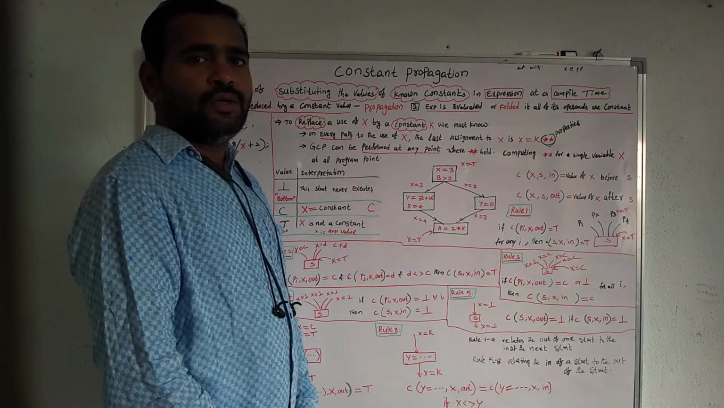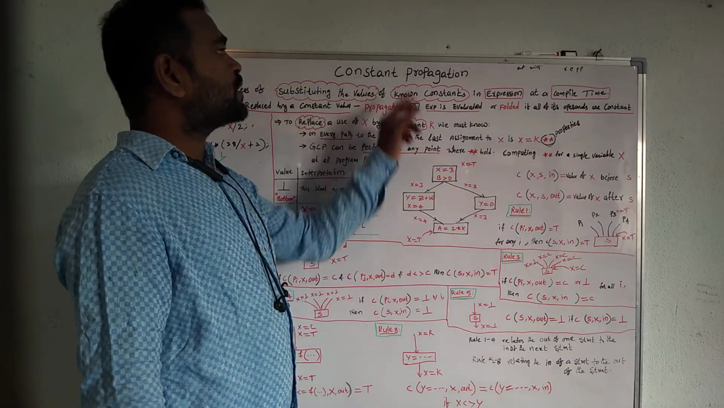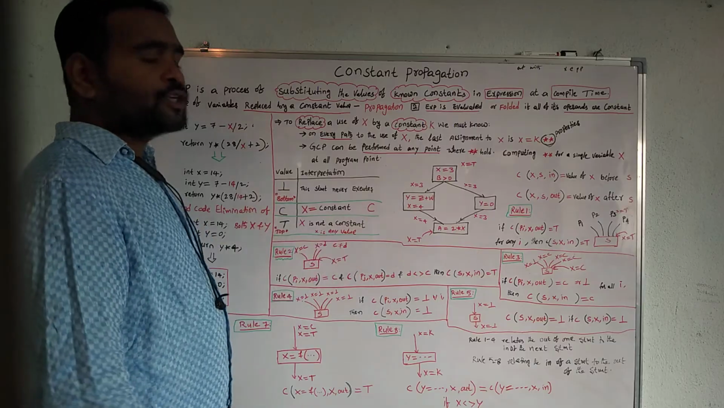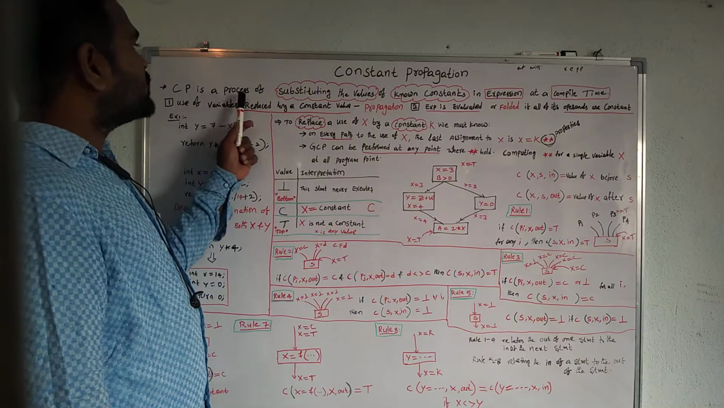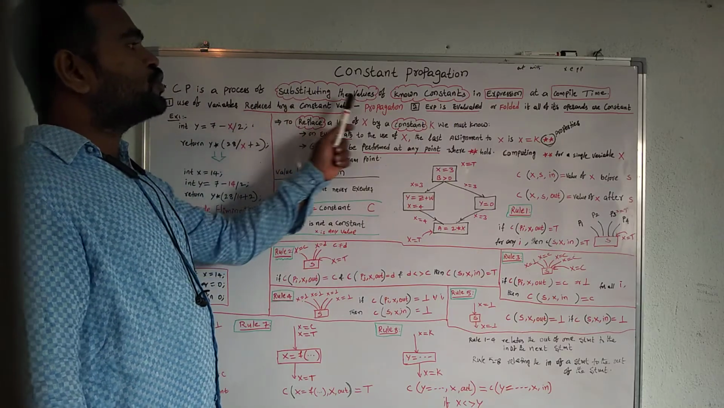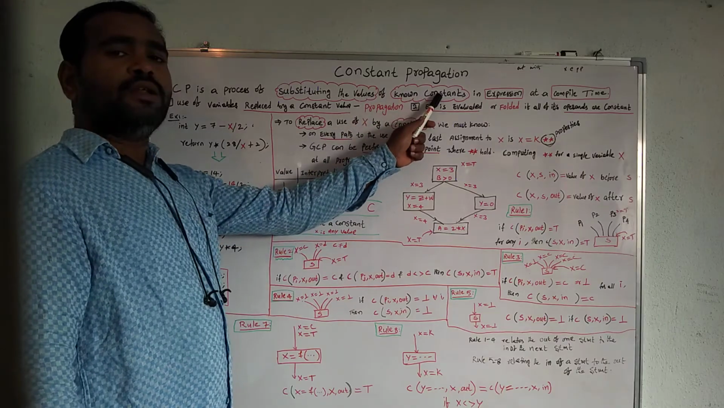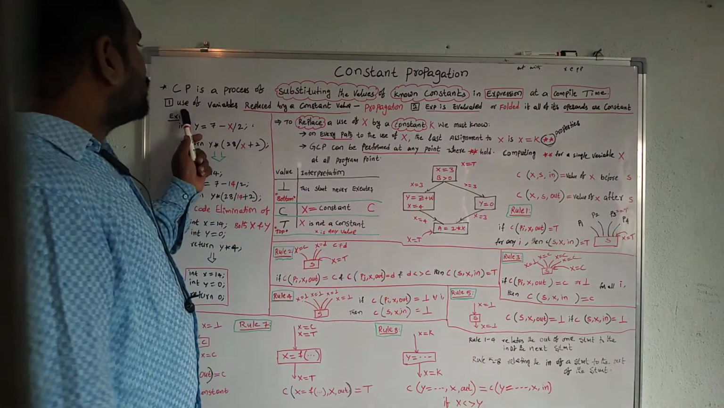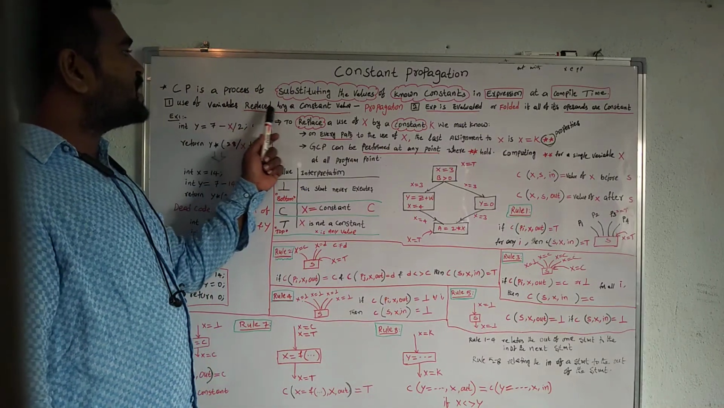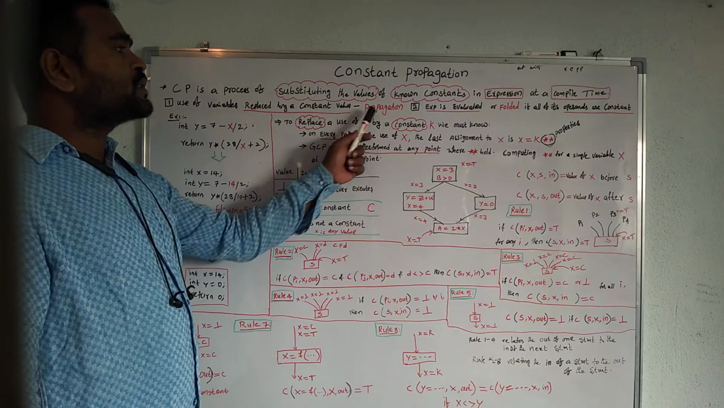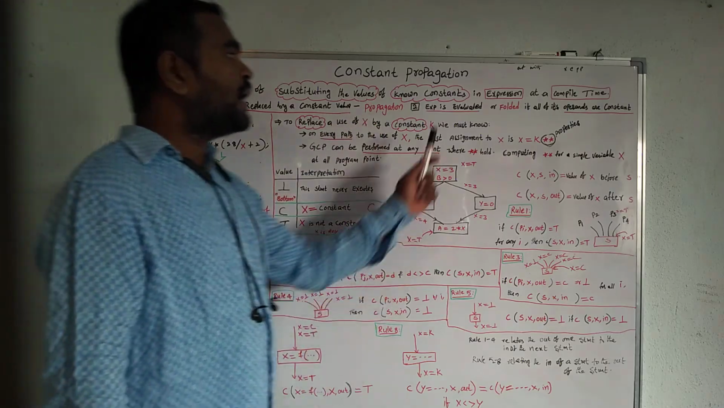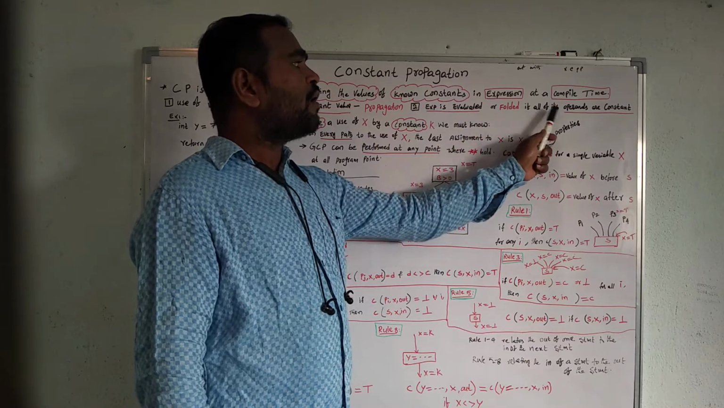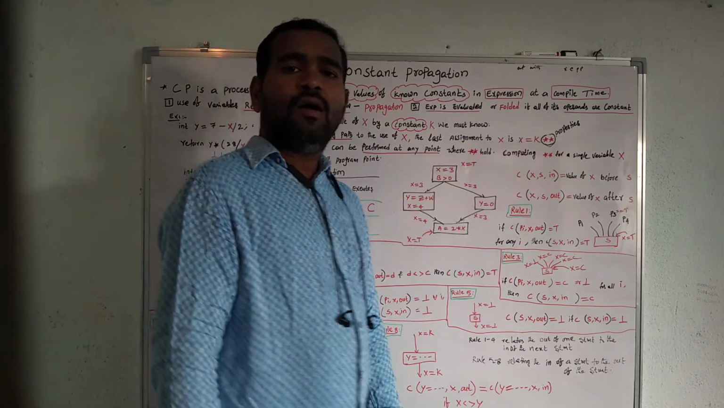Hello viewers, today I am going to discuss constant propagation. What is meant by constant propagation? Constant propagation is a process of substituting the values of known constants in expressions at compile time. The use of a variable replaced by a constant value is called propagation, and an expression is evaluated or folded if all of its operands are constants.